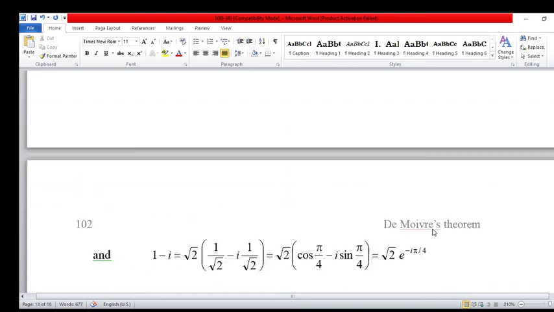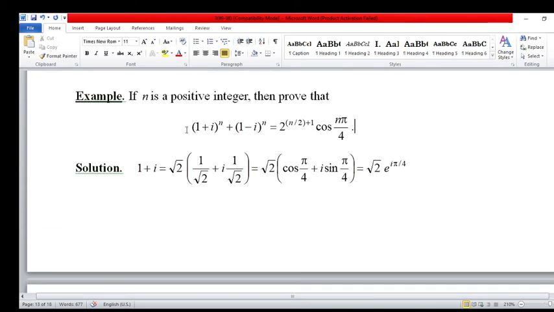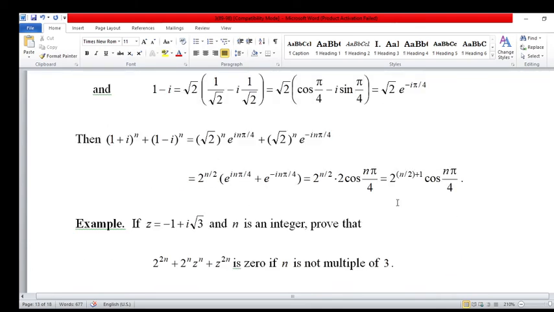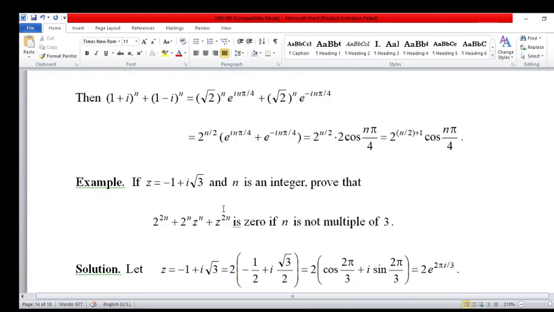This result is again an easy result. In this example, find the value of 1 plus i and 1 minus i, and then substitute these values in the right hand side of the condition. We obtain the result. This is the next example.